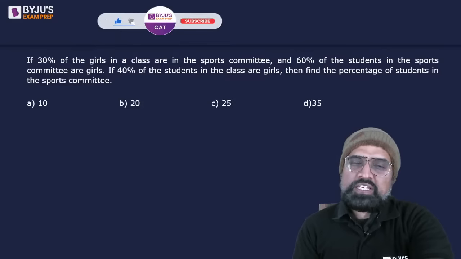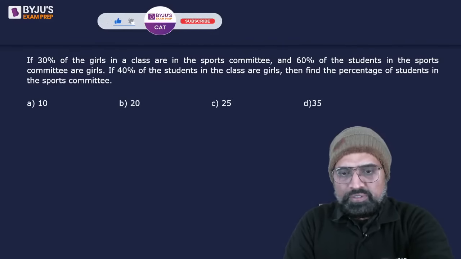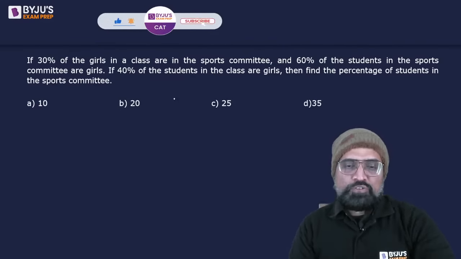So assume a very simple value and then do the calculation so that percentage, they don't bother you. People are getting 20 as the answer.